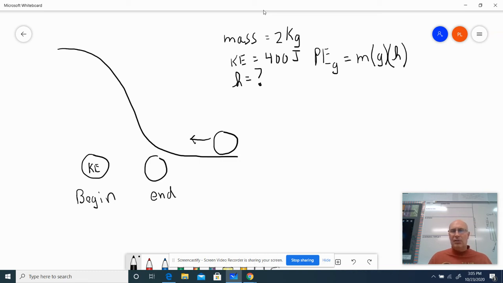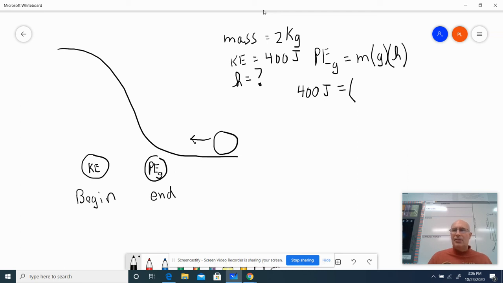Well, we can't lose or gain energy. So when the rock rolls up the hill, it will stop. And therefore, at the end, it will all be potential energy, gravitational potential energy. This 400 joules at the start is going to be 400 joules at the end. So I'm going to write that in my equation: the potential energy is 400 joules at the end when it gets up the hill.